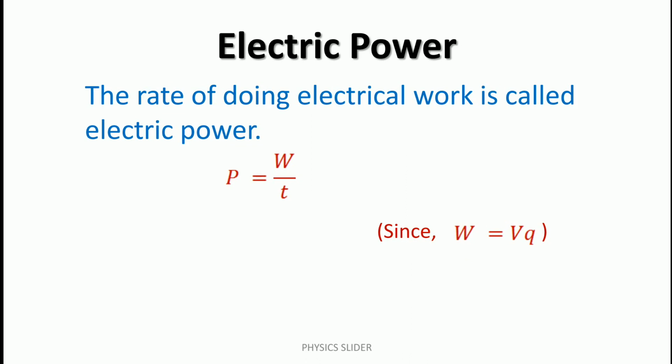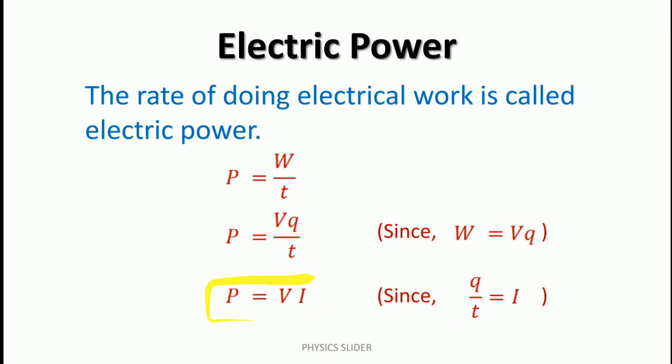So we can put the value of W as VQ. So put the value of W as VQ, we will get VQ and T as it is. Now watch here. This Q upon T becomes I. From the definition of electric current, Q upon T is equal to I. So we can take this Q upon T as I. So P is equal to VI. This is the expression for the electric power. P is equal to VI.